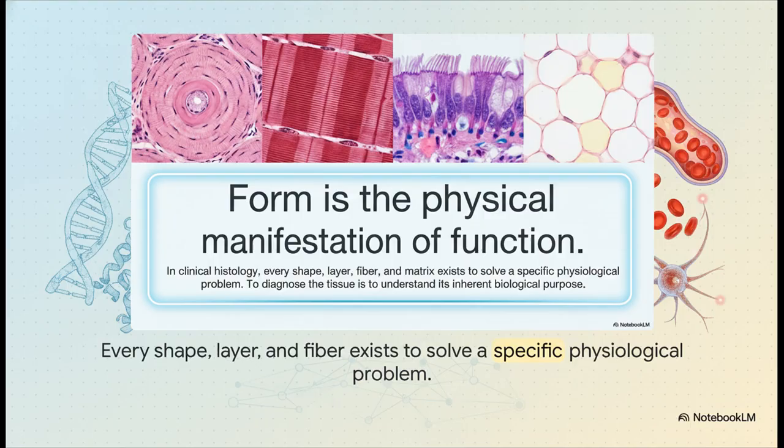So, this is it. This is the most important idea for our entire explainer, and honestly, it's a huge one. Form is just the physical manifestation of function. In the world of cells, literally nothing is random. Every single structure you see under a microscope, it's a solution to a problem, and our job right now is to be the detectives and figure out what that problem was.